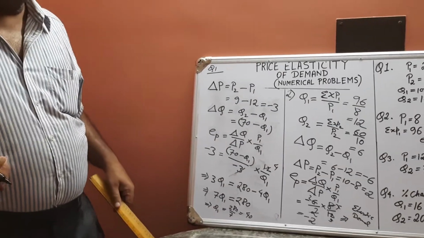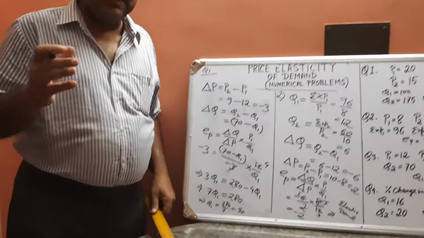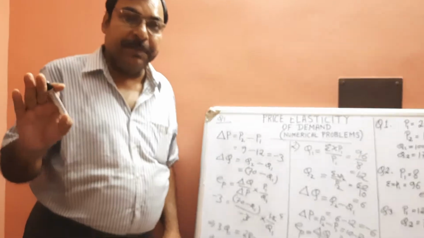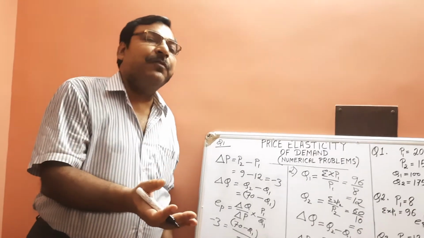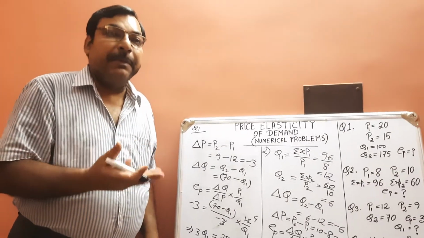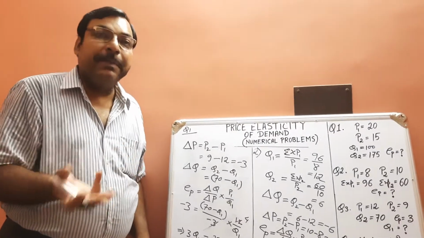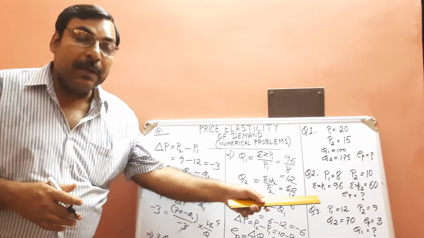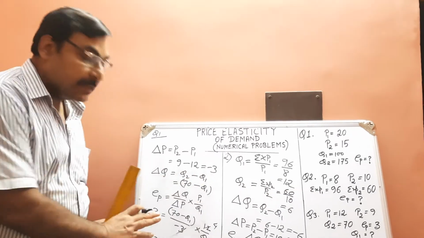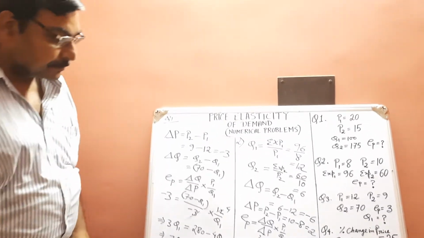So you may be given elasticity, and you are not asked to find out price elasticity of demand. You are given price elasticity of demand and you may be asked to find out any other term. Maybe P1, maybe Q1, maybe P2, maybe Q2, any other term may be asked, and at that time EP's value will be given. This type of sum is here.